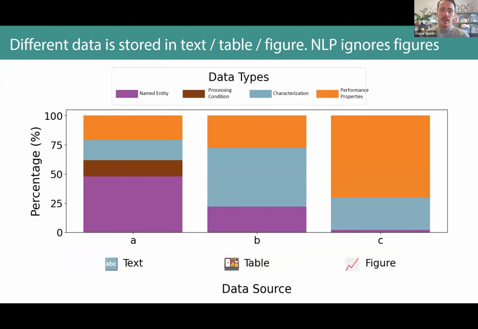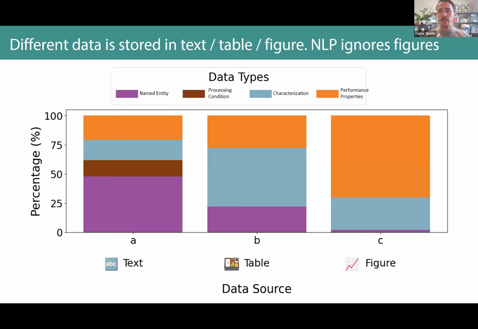But what we find is that named entities predominantly are found in the text. So is processing conditions. Then you also find some characterization performance. In the tables, you don't find processing conditions typically, very low, but you do find lots of characterization details. And then performance is predominantly in the figures. And that's unfortunately probably the data that we want mostly is the performance properties, at least for many machine learning.